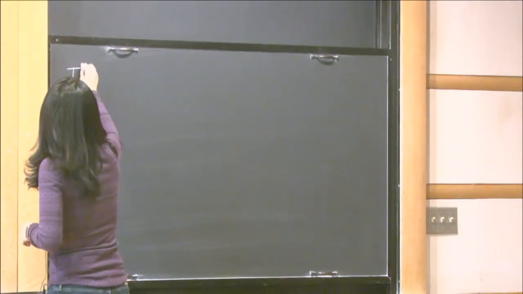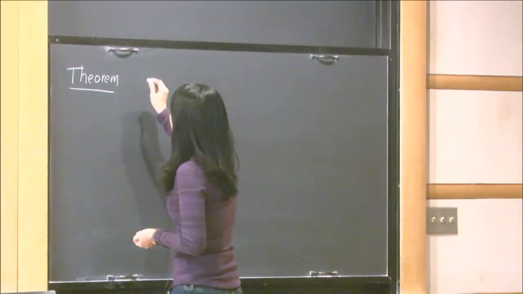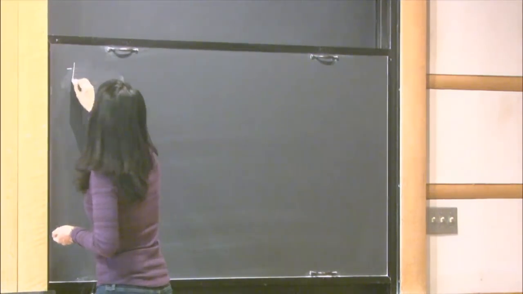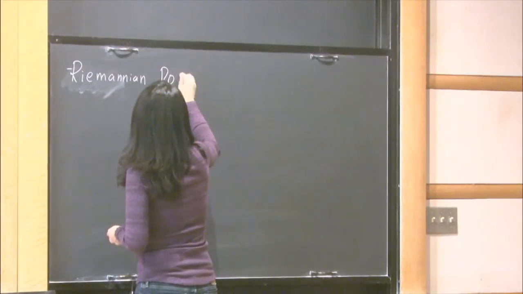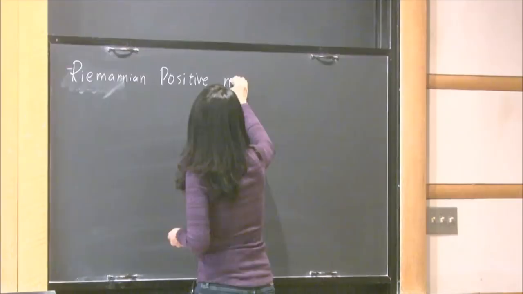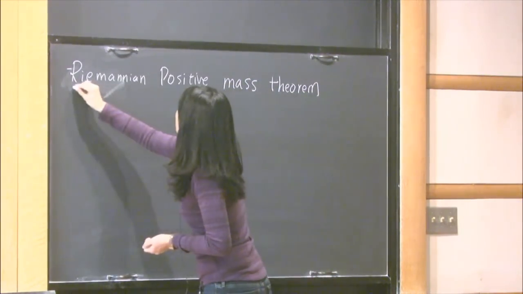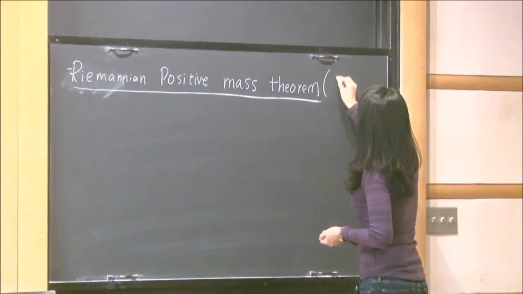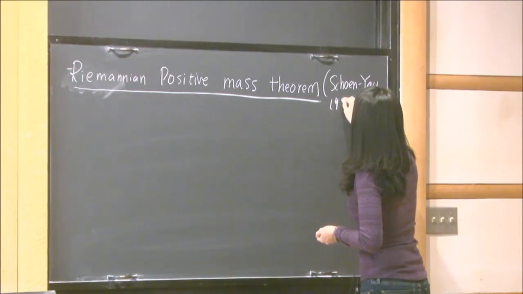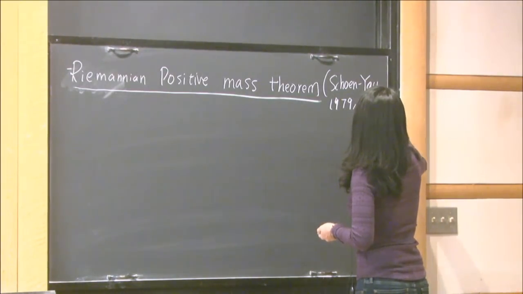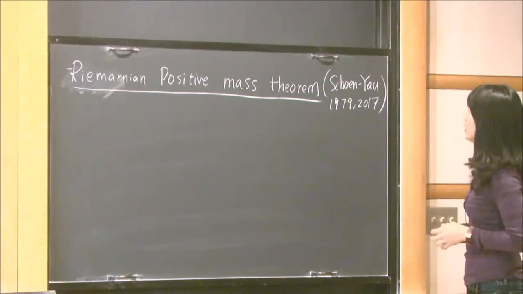So Schoen and Yau took the observation from this purely Riemannian geometry question. They also used a similar idea to answer a question in relativity, the so-called Riemannian positive mass theorem. So you see the years are the same. It's not a coincidence. I will explain a lot later.